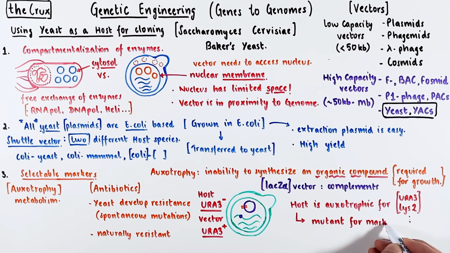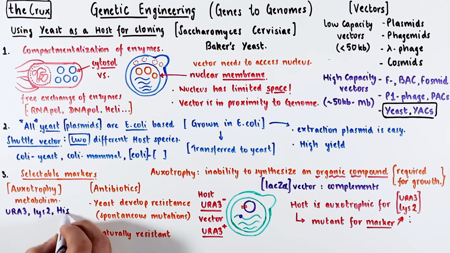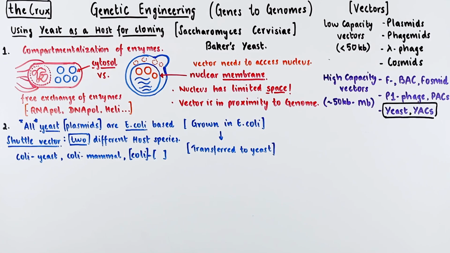Remember that the host is always mutant for the marker gene. Here's a short list of auxotrophic markers that people typically use. Most of these markers are genes responsible for amino acid synthesis. Hopefully you understand the basics. Now we can go back to vectors. I will focus on 5 vectors.